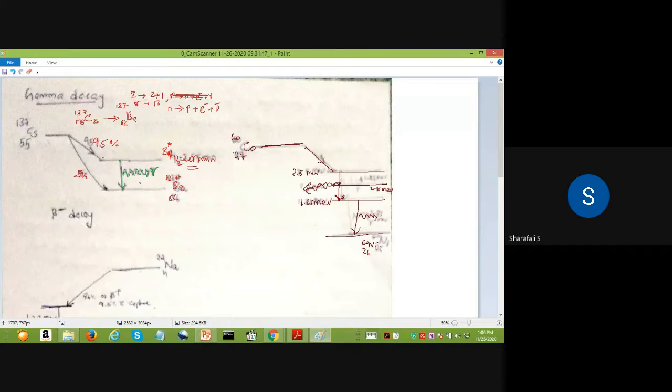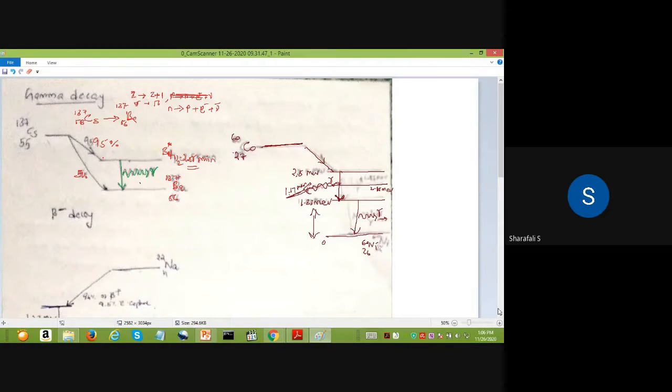Okay, so the difference between these energy levels from the ground state, what is that energy? That will be the energy of the gamma radiation which is coming out. Similarly here we have 2.5 minus 1.33 in this particular case. That will give you around 1.17 mega electron volt, something like that. You can calculate. So that is the energy of this gamma radiation, the difference between these energy levels.